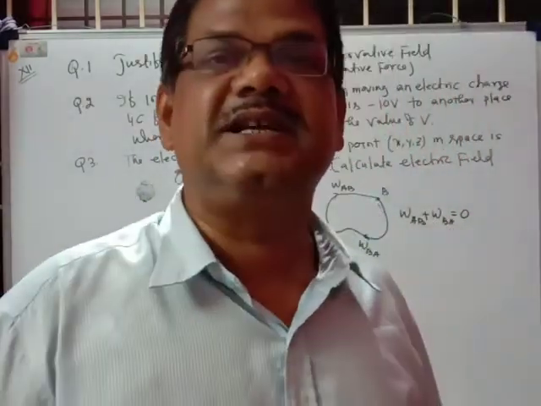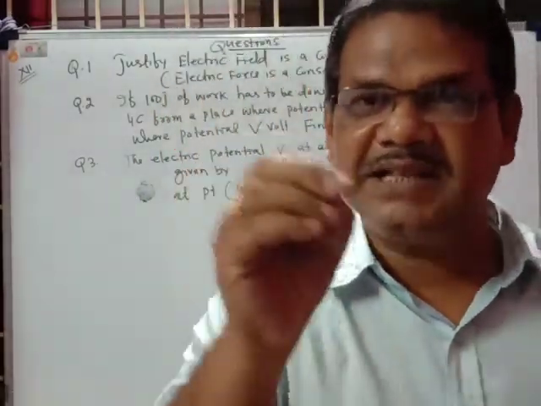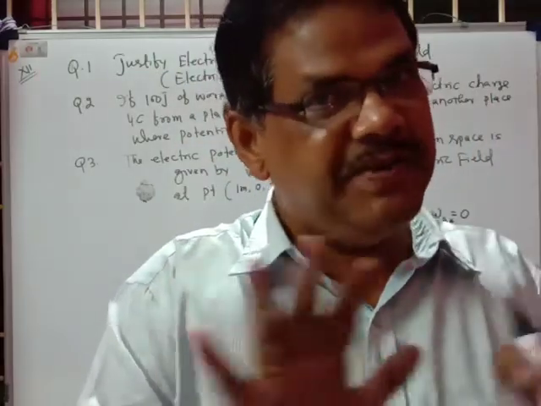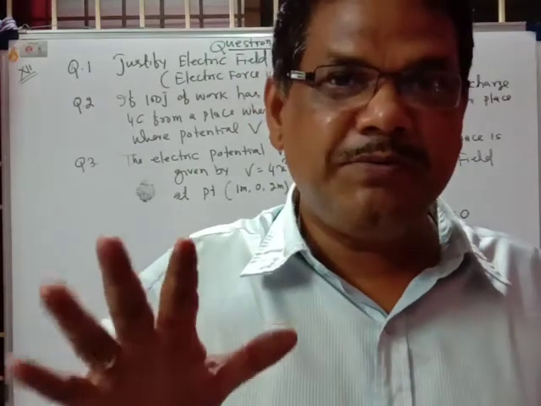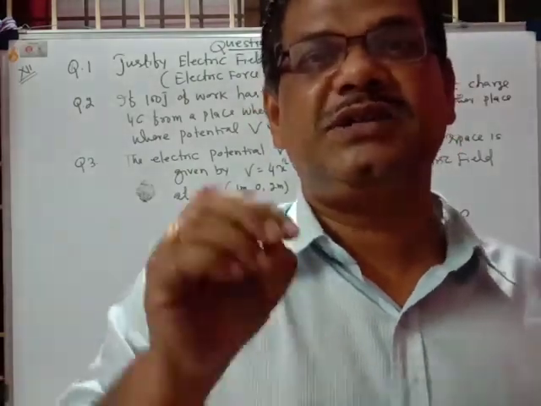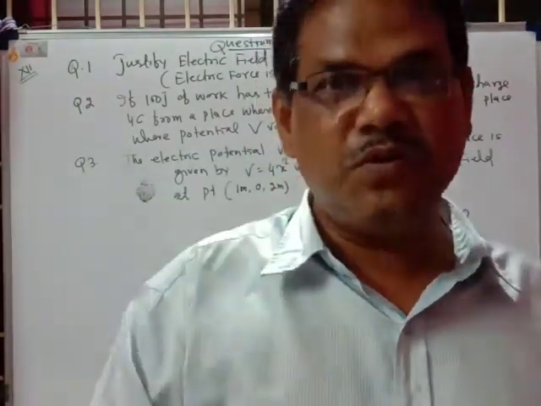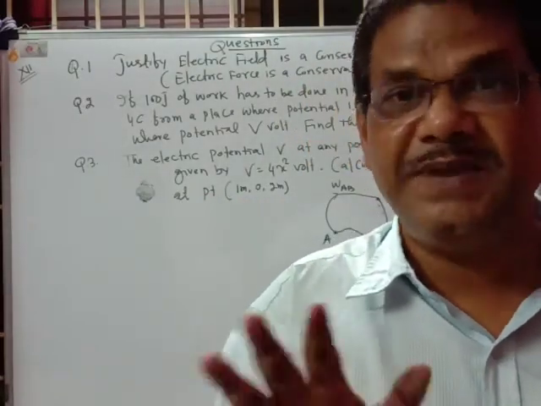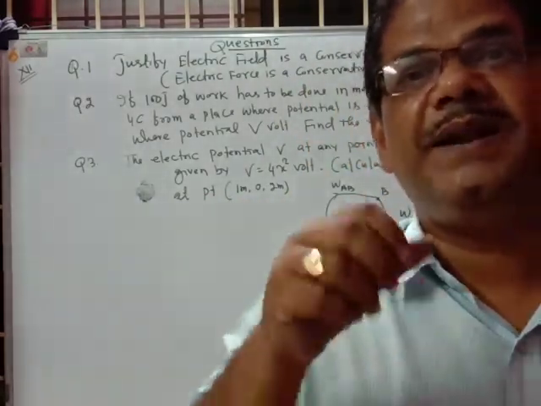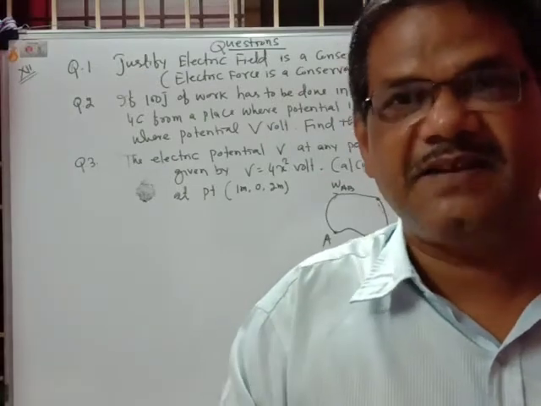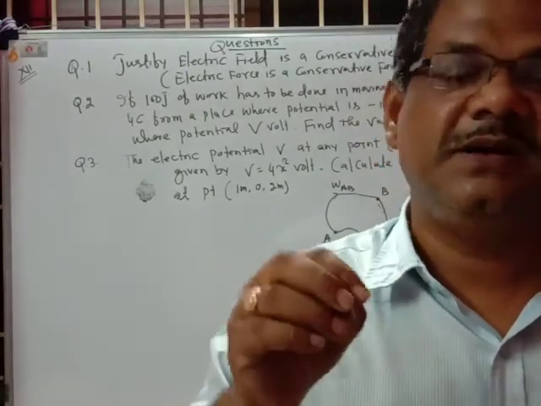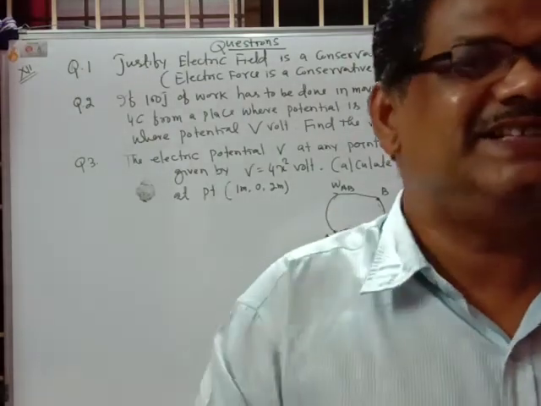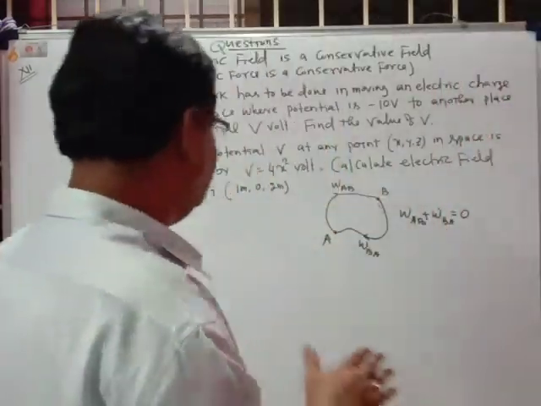So electric force is a conservative force, gravitational force is a conservative force, spring force is a conservative force. So you know the meaning of conservative force. We have to justify that the electrostatic force, the electric force, is a conservative force. It means if the work done due to the electric force in a closed path is 0, then it is a conservative force. That you have to justify.